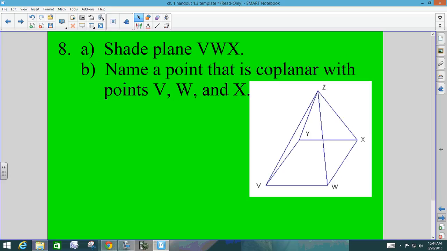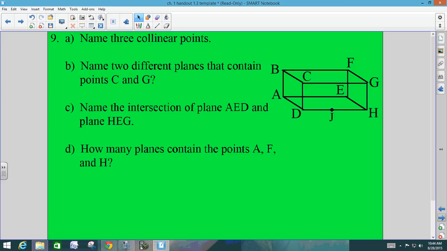All right, we're going to skip 8. We're going to do 9. Part A says to name 3 collinear points, looking at that diagram to the right. Check out the diagram to the right and name 3 collinear points.